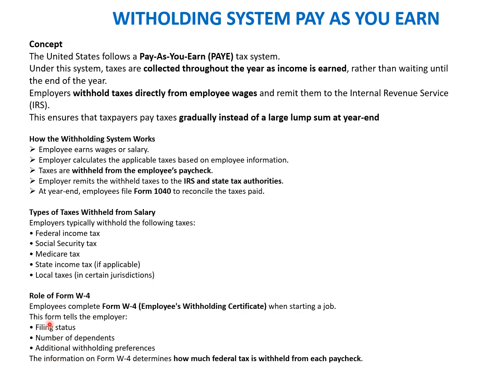Role of Form W-4. The employee completes Form W-4, the employee withholding certificate, when starting a job. This form tells the employer the filing status, number of dependents, and additional withholding preferences. The information on the W-4 determines how much federal tax is withheld from each paycheck. So W-4 is a kind of declaration filled by the employee to provide the employer with the information needed to understand what percentage of tax will be deducted, depending upon the filing status of the employee. So we'll move to the next slide.